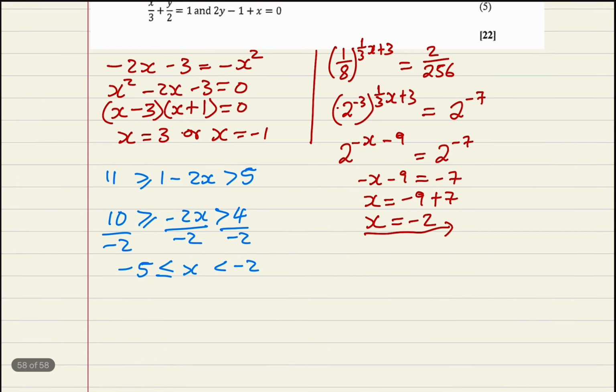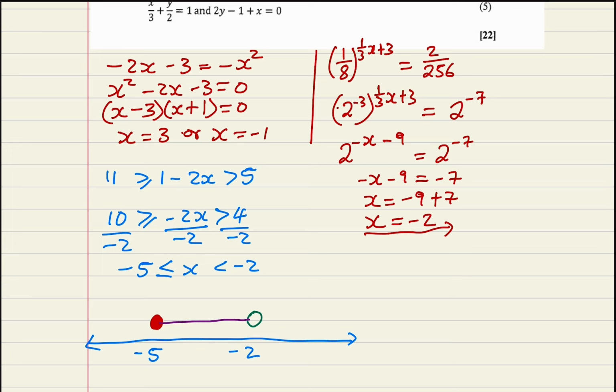Okay, if I represent this on a number line, I won't draw everything, but I have negative 5 and I have negative 2. This one here will be shaded, while this one won't be shaded. Then we join the two. Okay, so that is what we're supposed to write on that one.